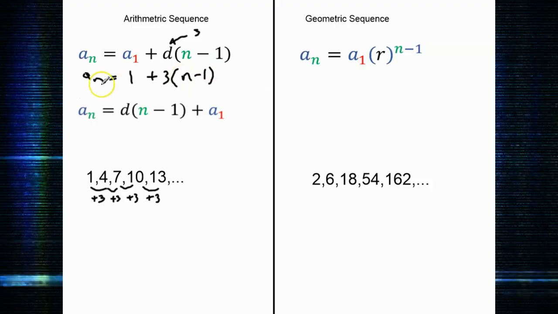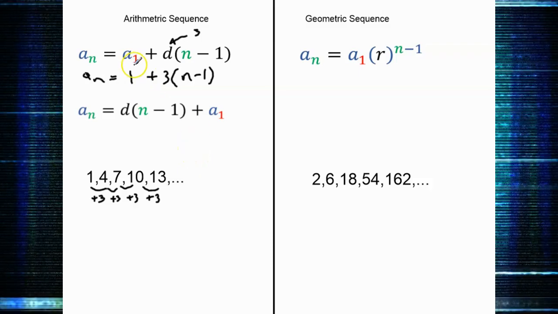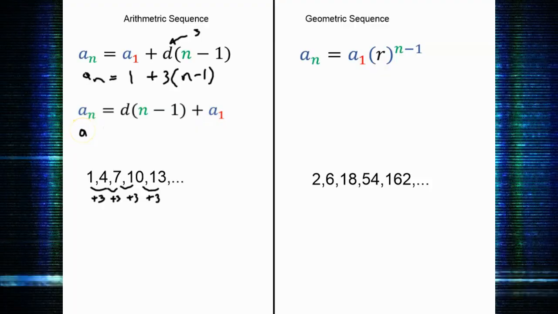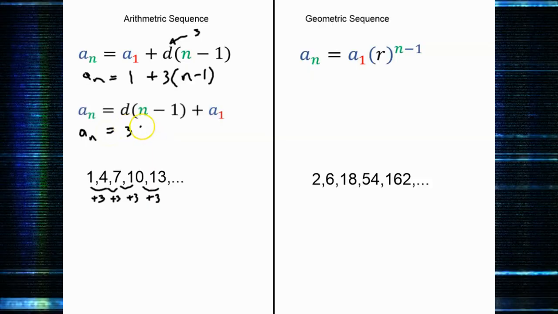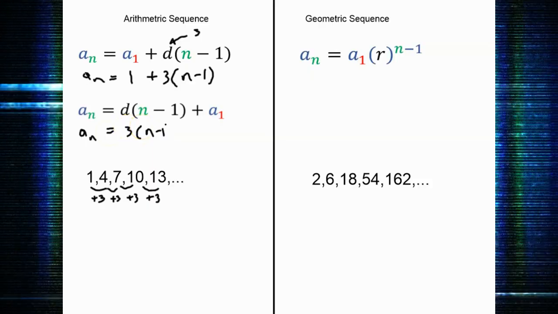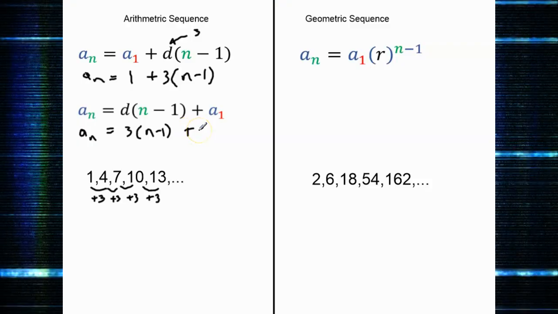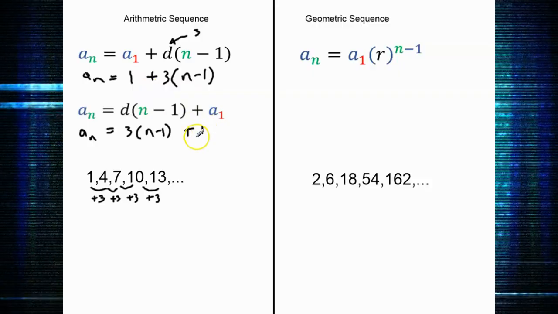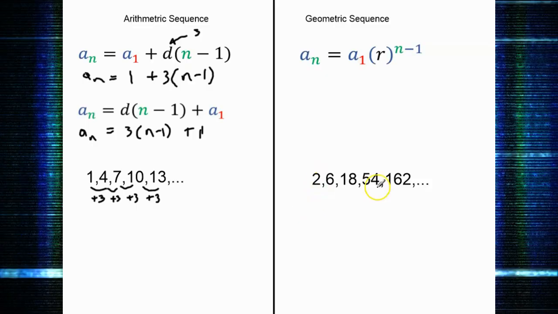But we can also write this another way. It might also be written with that a sub 1 term at the back. So this is what it would look like. a sub n is equal to, remember our common difference was 3, times n minus 1 plus our a sub 1, which was 1. So this is just a second way that we can write that same arithmetic sequence in terms of a formula.